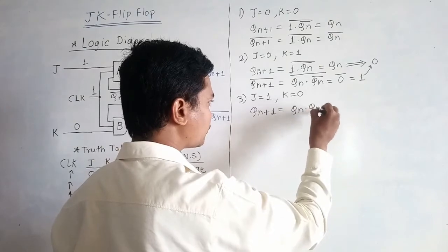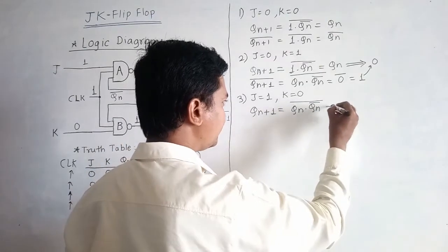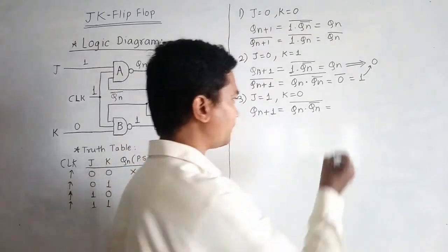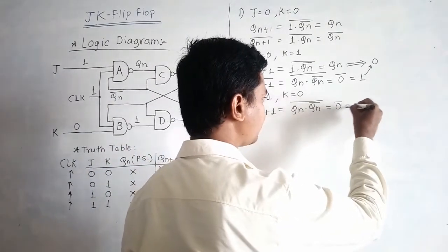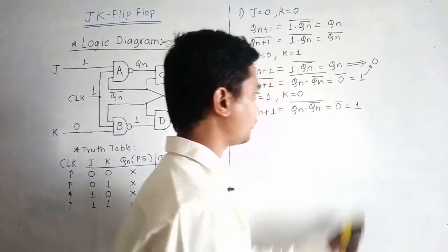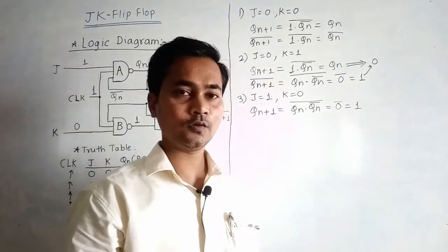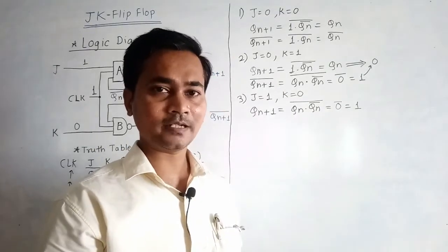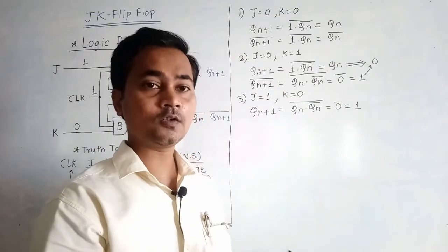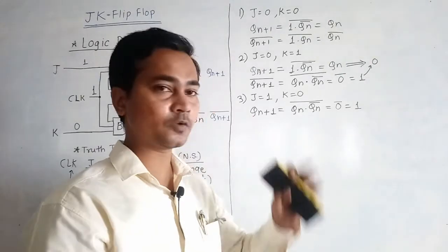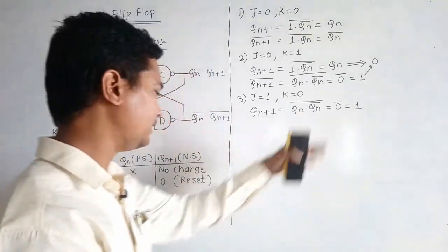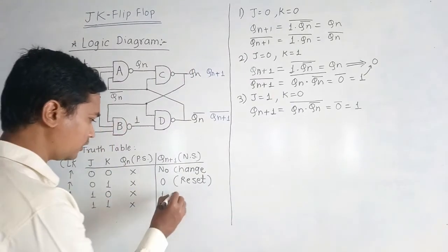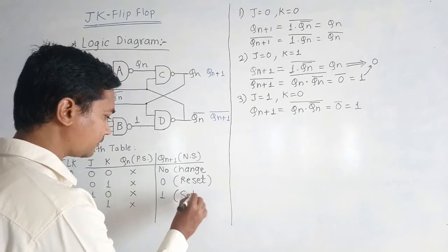(Qn dot Qn bar) whole bar is equal to what? Qn dot Qn bar is 0, so 0 whole bar is equal to 1. Here we have got the fixed value, so no need to go for the Qn plus 1 whole bar. Once you get a fixed, hard coded value, no need to go for the second output expression. So directly we write 1 for JK equal to 1 0. So the output will be set.